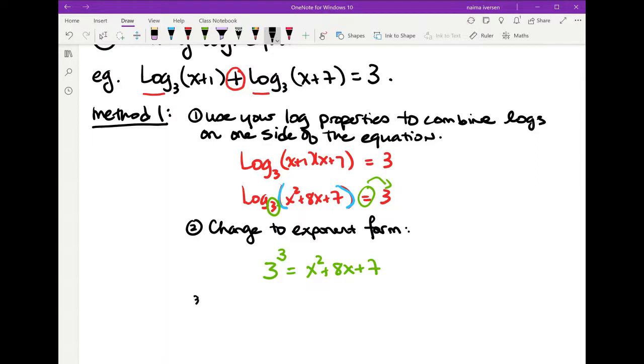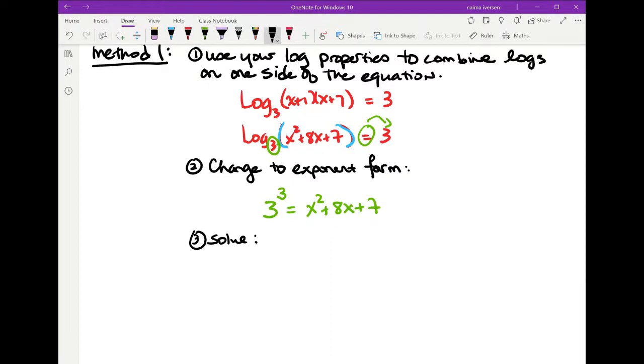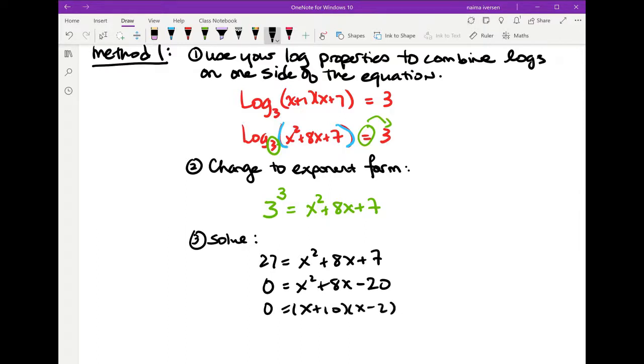We are then going to solve. And what I'm going to get is 27 is equal to x squared plus 8x plus 7. So 0 is equal to x squared plus 8x minus 20. So 0 is equal to x plus 10 times x minus 2, and x equals negative 10 and 2.